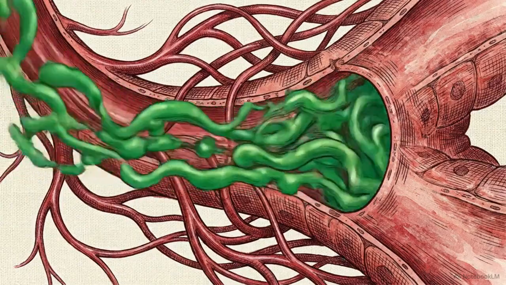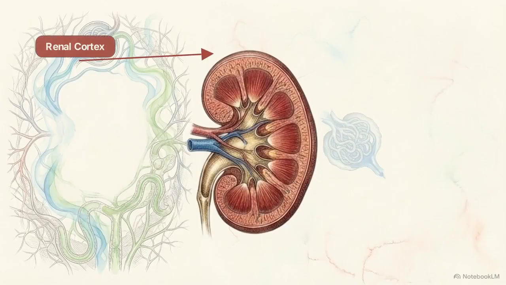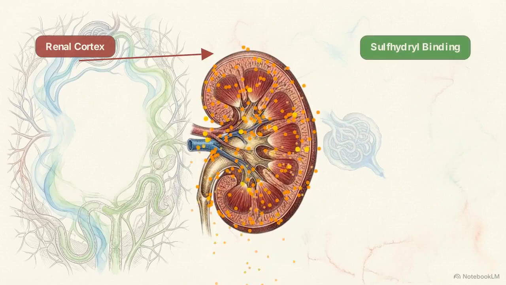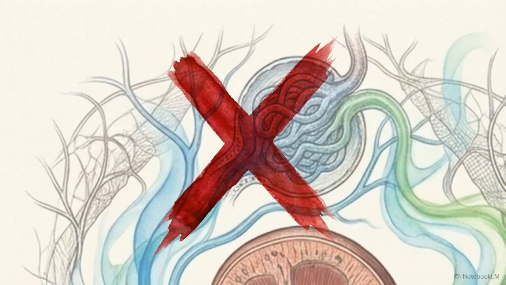blood flow is compromised. The major exception to dynamic functional scanning is technetium-99m DMSA. This tracer binds slowly to sulfhydryl groups in the renal cortex and stays there, making it the standard for static structural imaging of the cortex itself. Every measurement relies entirely on the biochemistry of the chosen tracer. If you pick the wrong chemical proxy, the physiological measurement is invalid from the start.